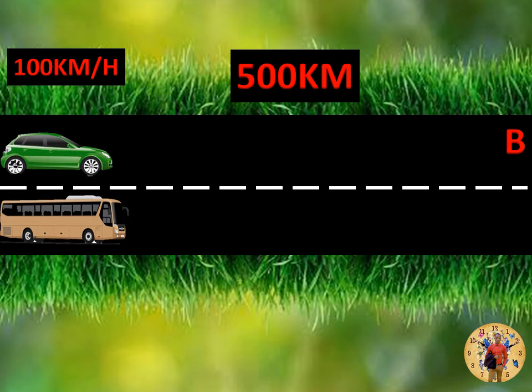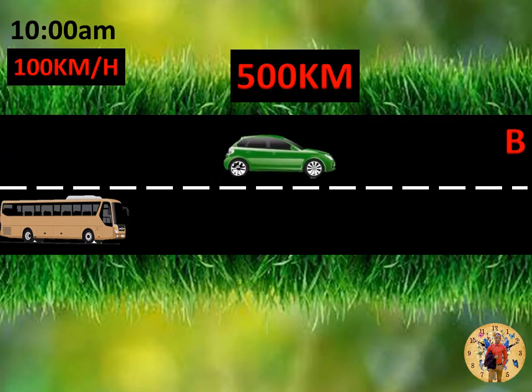So the speed of the car is 100 kilometers per hour and it is going to start at 10 a.m. So from 10 a.m. to 10:30 the car, as you can see on the screen, will have covered a certain distance in the 30 minutes before the bus began its journey. So the bus will begin its journey at 10:30 a.m. Now before 10:30 a.m. the car had covered a distance for those 30 minutes. We need to calculate the distance covered in those 30 minutes.